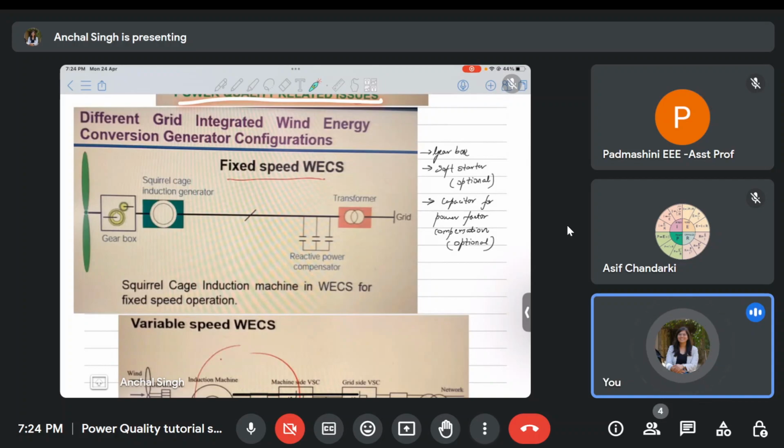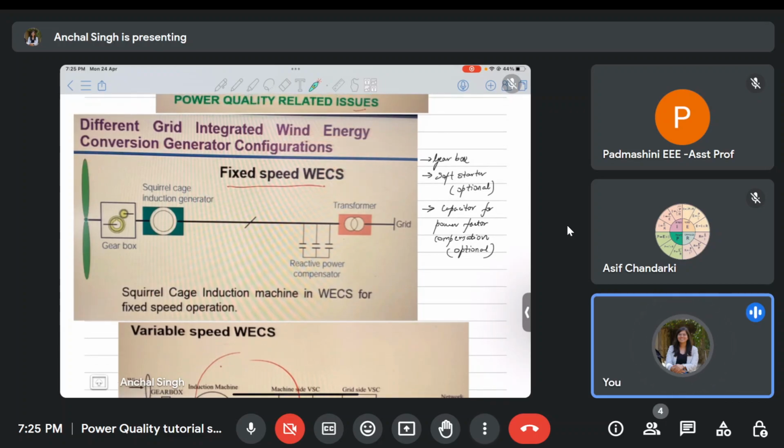Now when you look at the categorization of wind energy conversion systems, there are majorly only two types. One is the fixed speed type wind energy conversion system, another is the variable speed type. So what does fixed speed mean? Here the generator rotates at a fixed speed irrespective of the input wind energy given to the system. No matter at whatever speed the wind turbine rotates, the speed of this induction generator will remain constant. This is called a fixed speed wind energy conversion system.